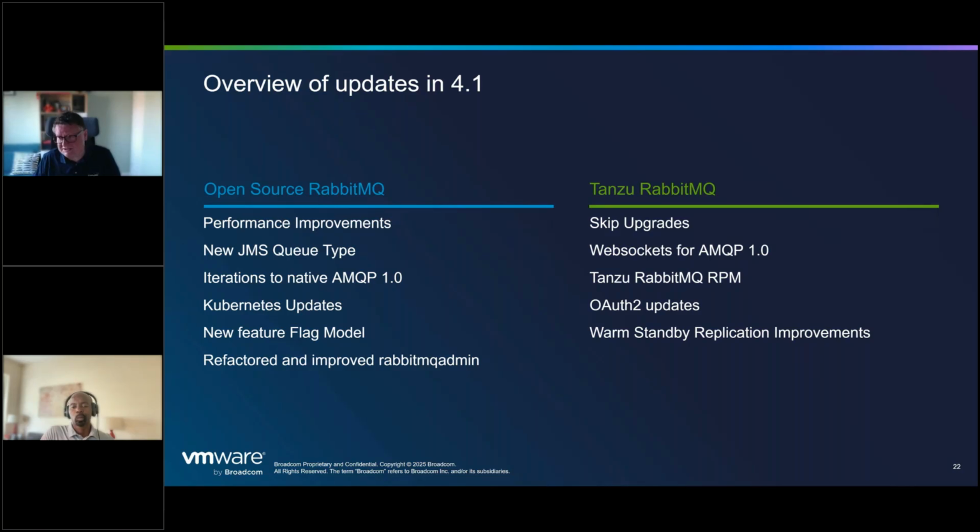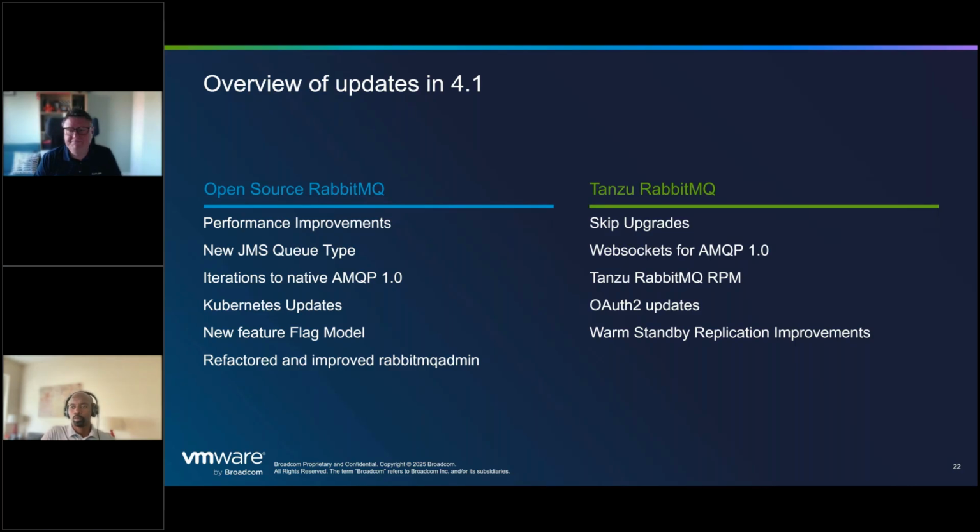For Tanzu RabbitMQ, I mentioned the skip upgrade thing. That's a big thing. I know Greg's very excited about that. But also specific to the Tanzu branch, we've got WebSockets for AMQP 1.0. I'll delve into that in a little bit more detail. And we've now got an RPM. We've had an RPM for open source RabbitMQ for a little while now, and it's taken a while to build a Tanzu RabbitMQ RPM. We've got a few small updates to the OAuth2 plugins for Tanzu RabbitMQ, and we've also made some improvements to warm standby replication.